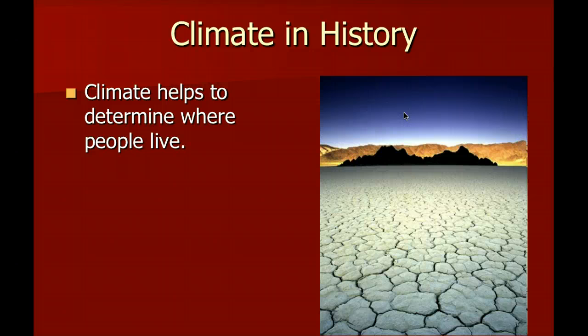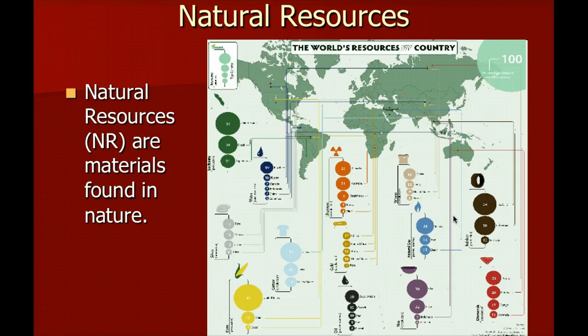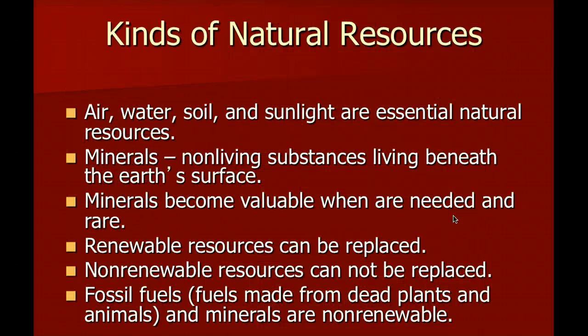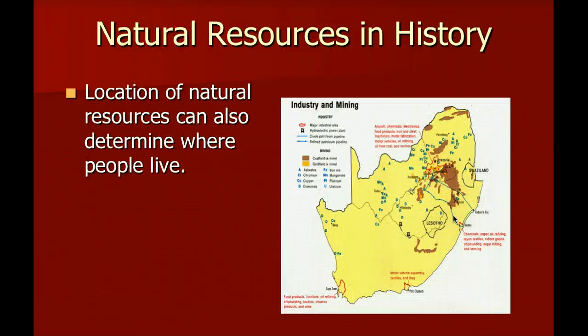Climate helps determine where people live. This does not look like a good place to live, does it? Natural resources are materials that are found in nature, and different countries have a variety of different resources. Air, water, soil, and sunlight are absolutely essential for just about everything. Minerals are non-living substances beneath the Earth's surface, and they're valuable when they're actually useful. Renewable resources can be replaced. Non-renewable resources cannot be. Fossil fuels are made from dead plants and animals. Those are things like petroleum and natural gas, and those are non-renewable, unless you have a few million years.